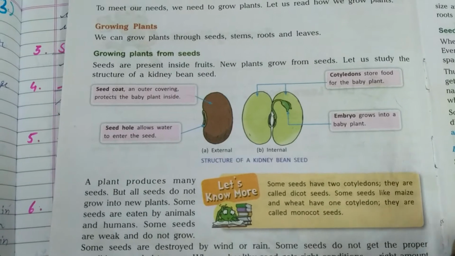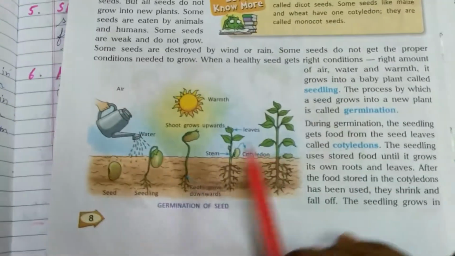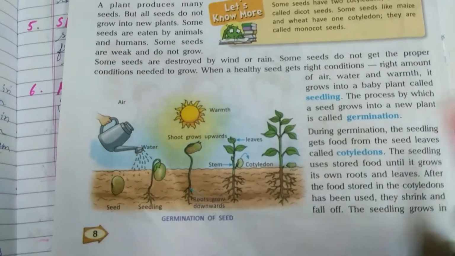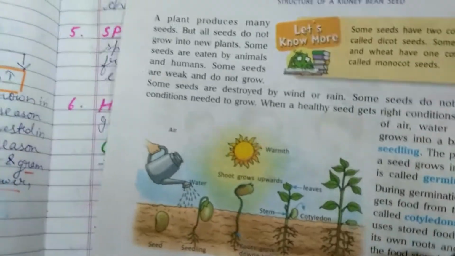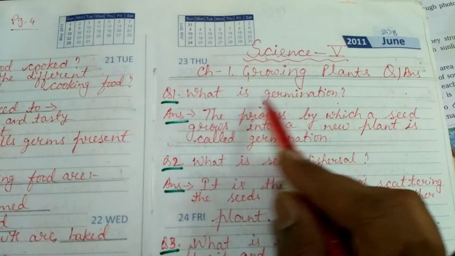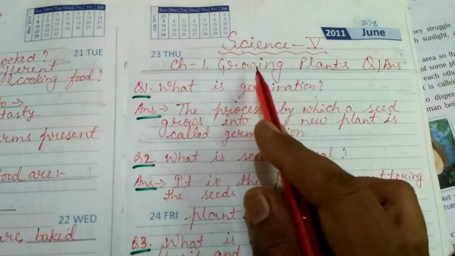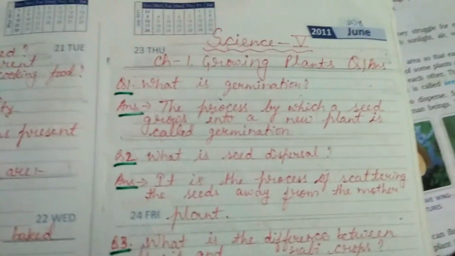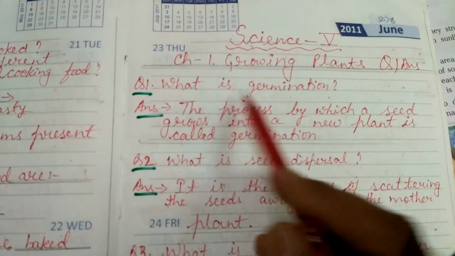I think now it is clear to you. Second structure is the germination of seed, and this diagram you are going to make with your question answer number 1. Your first question is what is germination? Okay, in your science topic growing plants question answer, the first question is what is germination?